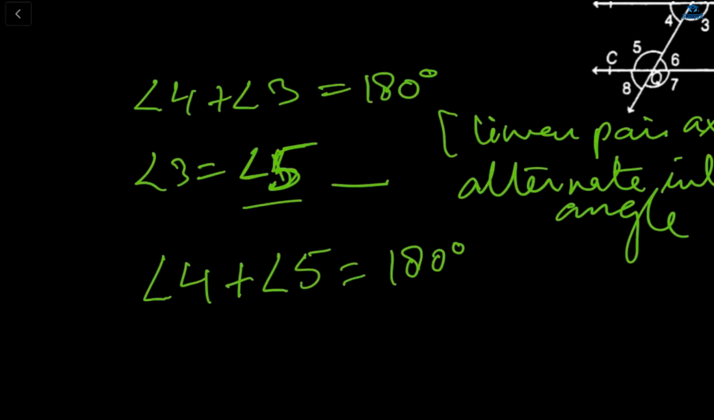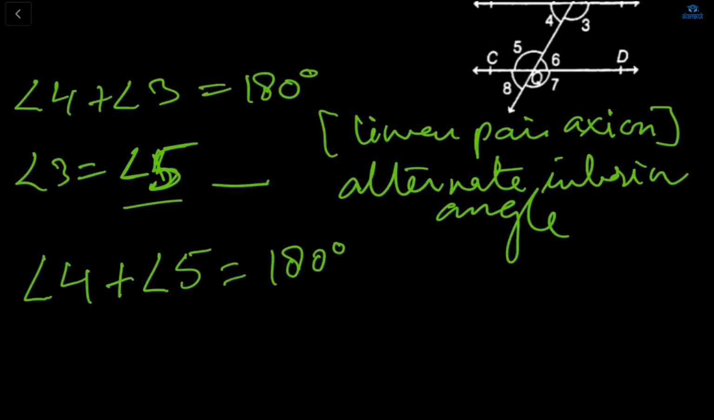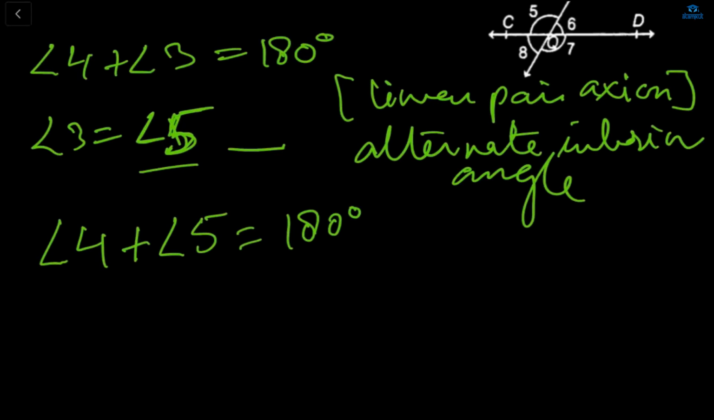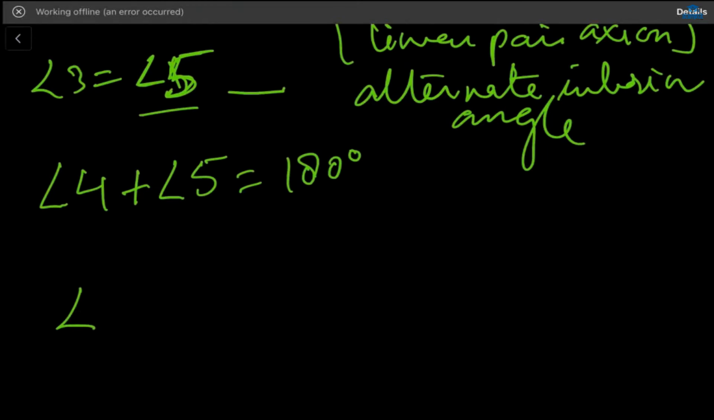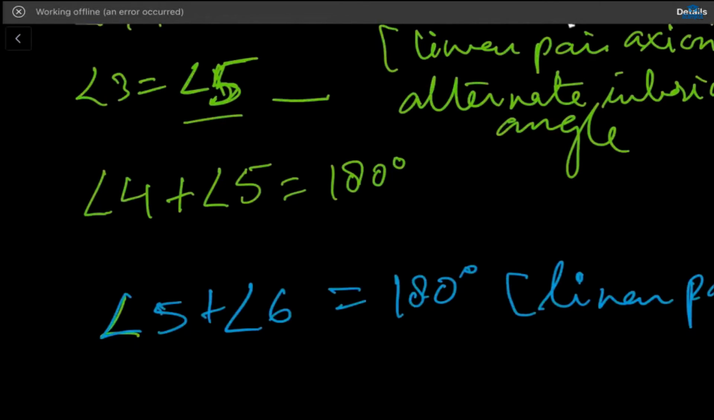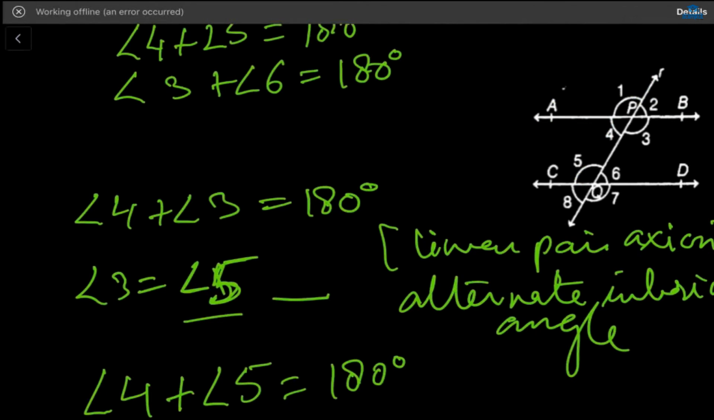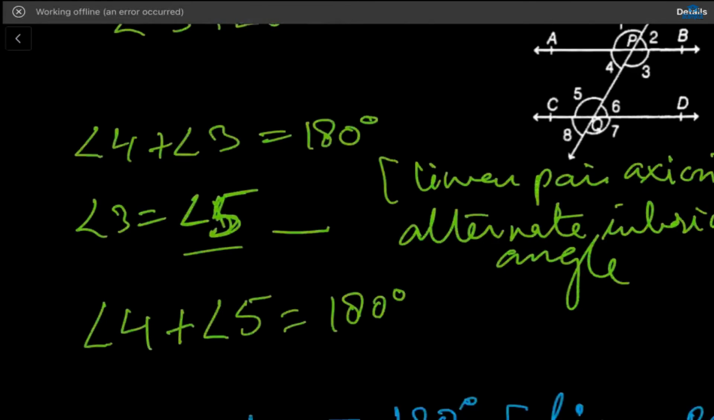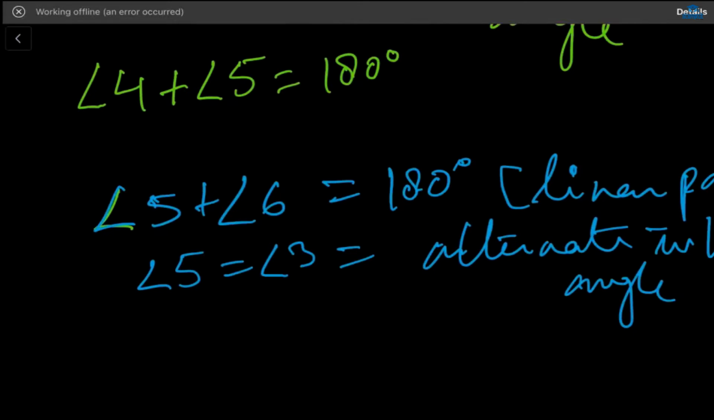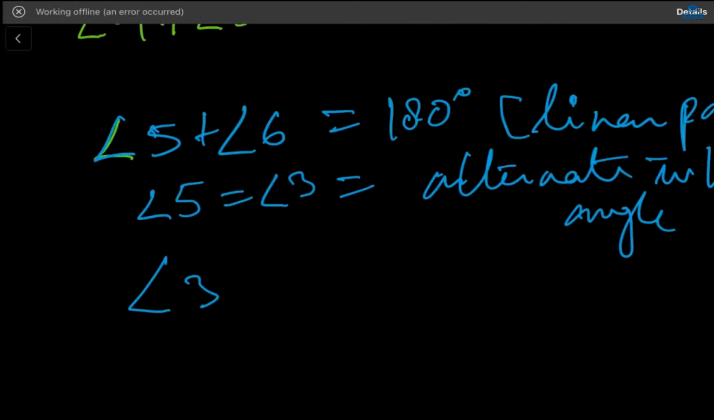Now another pair, 3 and 6. For 3 and 6, I'm taking angle 5 and angle 6 as 180 degrees. Next one. Angle 5 plus angle 6 is equal to 180 degrees, linear pair axiom. Now angle 5 will be equal to angle 3, alternate interior angles. Now if you put this 3 here, angle 3 plus angle 6 is equal to 180 degrees.